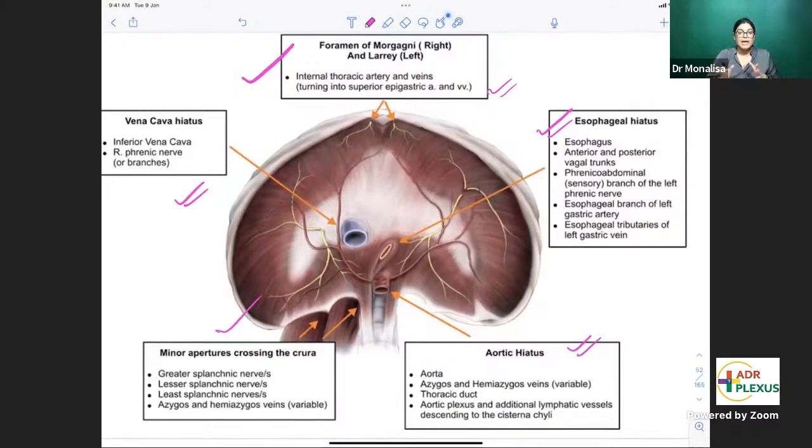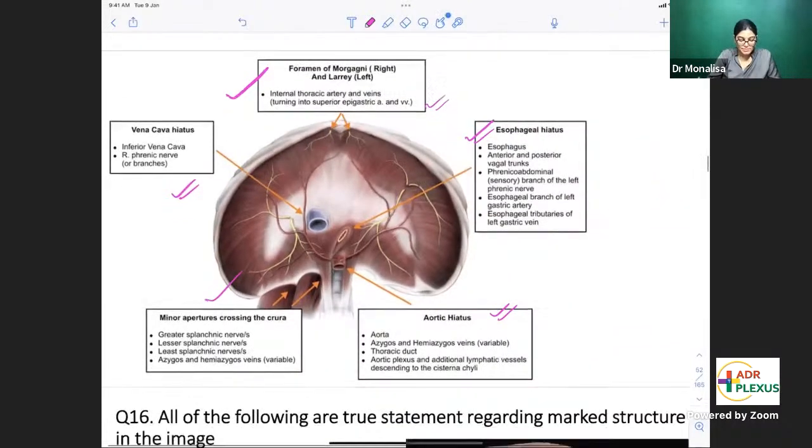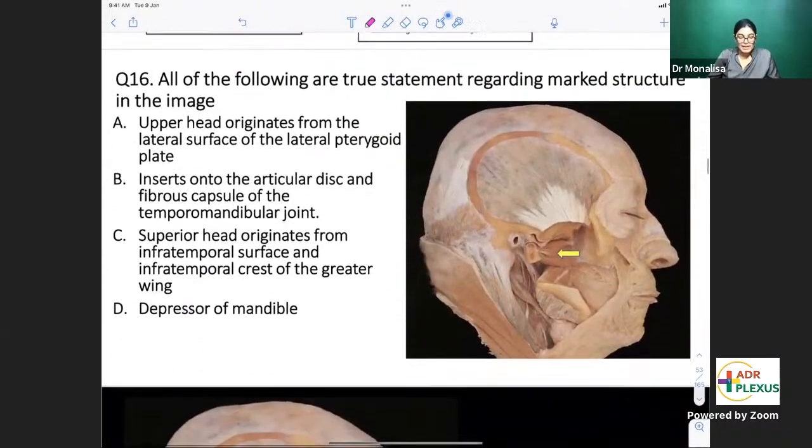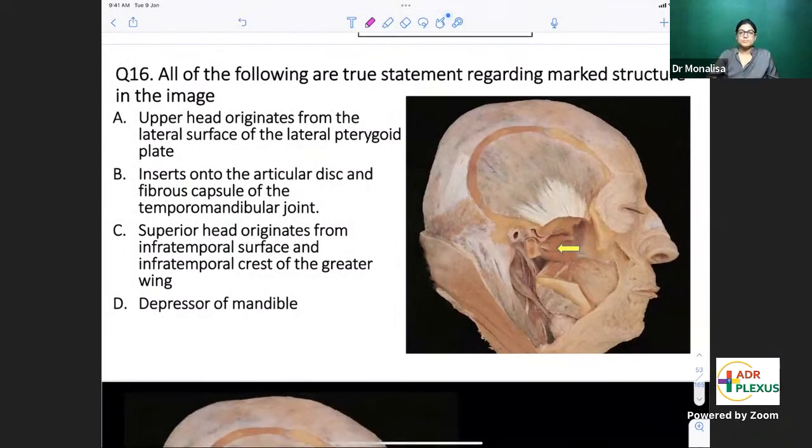So this schematic diagram is showing you the major and a few minor openings through which important structures traverse, and definitely we can appreciate here that the superior epigastric vessel is not traversing through the esophageal hiatus. So that was the right answer. Let's move on to the next, that is question number 16.